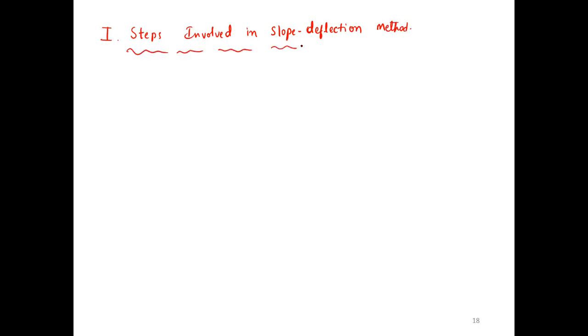What is the first step? You know the equation MAB equals MFAB plus 2EI by L, 2 theta A plus theta B minus 3 delta by L. Now tell me, what is the first step? What is step 1?